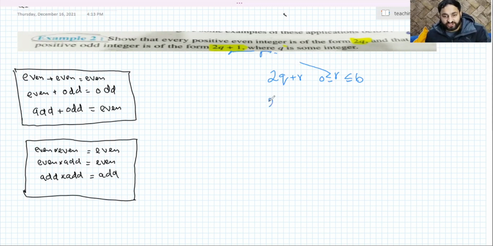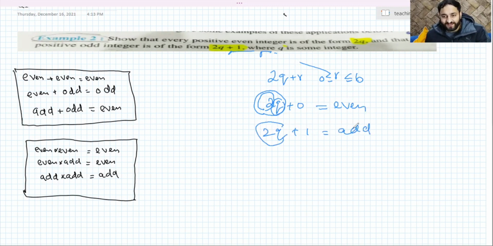Okay, what are the equations? 2q plus 0, 2q plus 1. Is this even? Okay, so this whole term will be even because even multiplied by any integer gives us even results. Is this odd? Because even plus odd is odd.